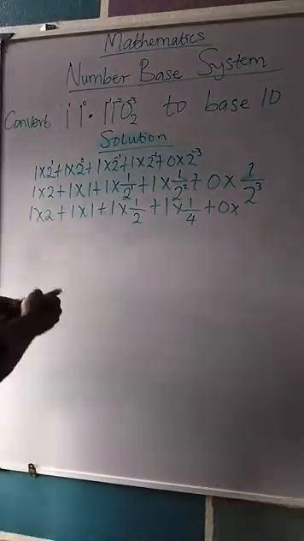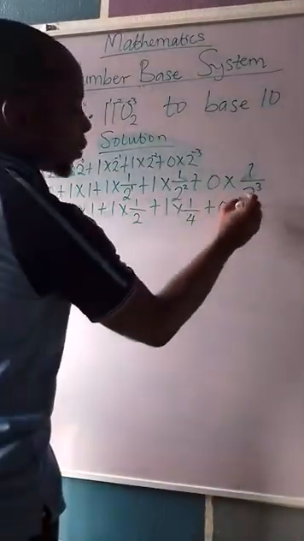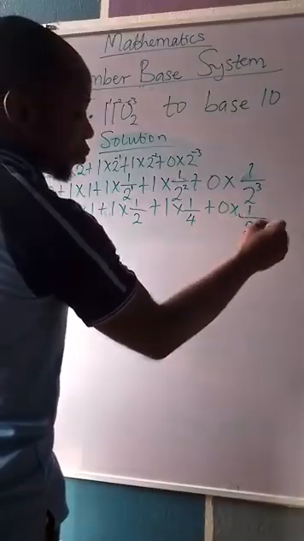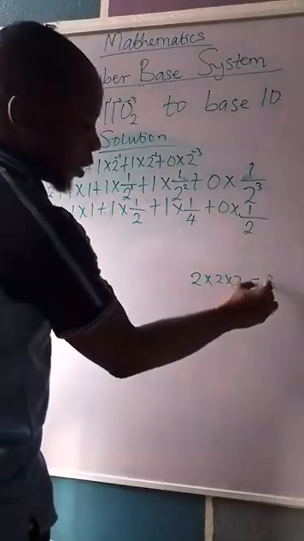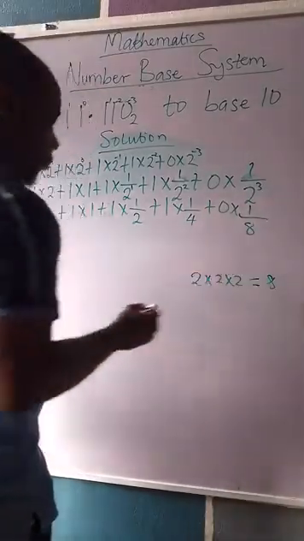Don't forget that, please. So 1 all over, this becomes what? 2 times 2, that's 2 times 2 times 2. Don't forget 2 in the 3 places, giving us what? 8. So we should have 8 here.